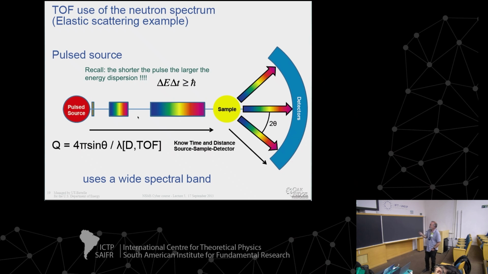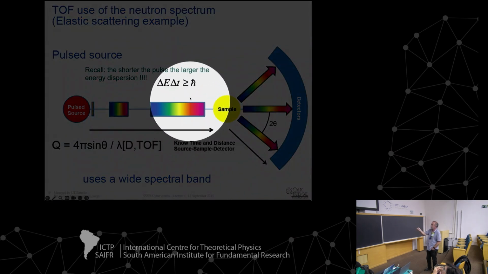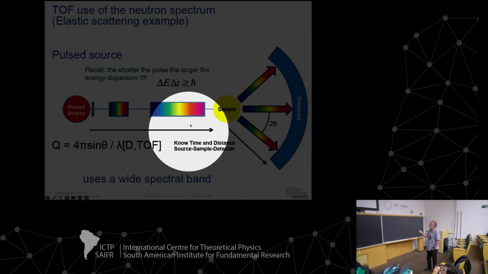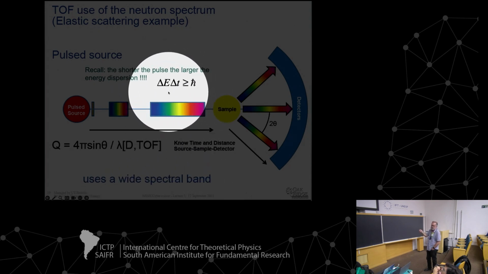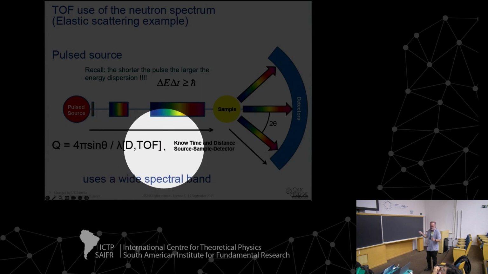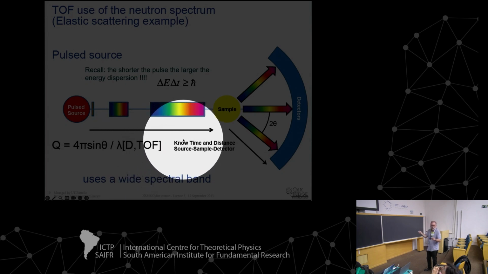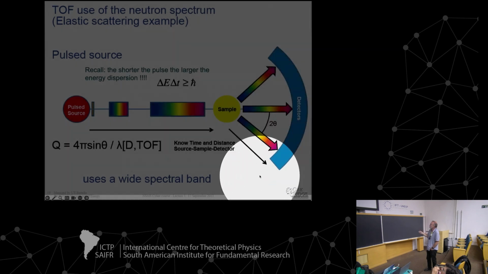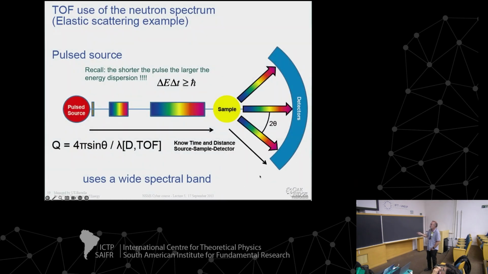For a time of flight, as I mentioned, you have this limitation, that is Heisenberg again, and you have a wide spectral band, because you will have a band of energies depending on the split in time of the pulse, right? And you detect all directions at the same time. And you check for the time from the collision to the detector.